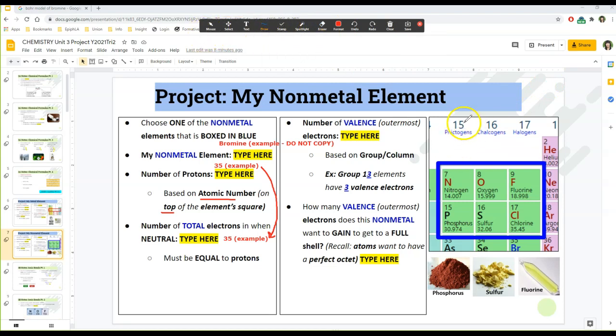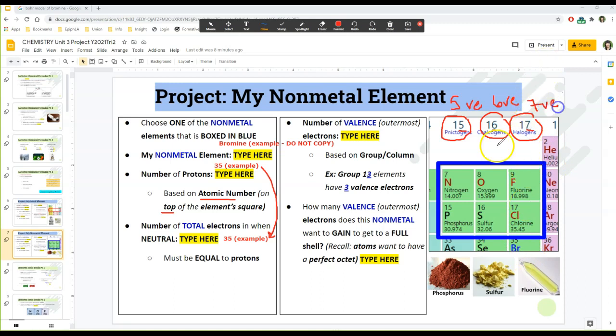So again, taking a look here, group 15. Remember, we only look at the last number. So group 15 actually has 5 valence electrons. Everything in group 16, oxygen, sulfur, selenium, is going to have 6 valence electrons. And then group 17, which is what bromine is in, has 7 valence electrons.